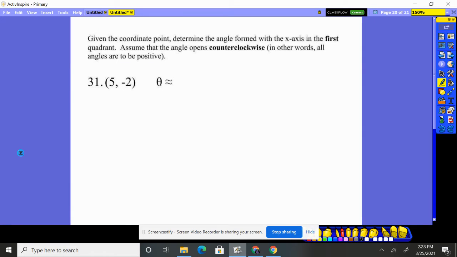31. Given the coordinate point, determine the angle formed with the x-axis in the first quadrant. Assume that the angle opens counterclockwise. In other words, all angles will be positive.